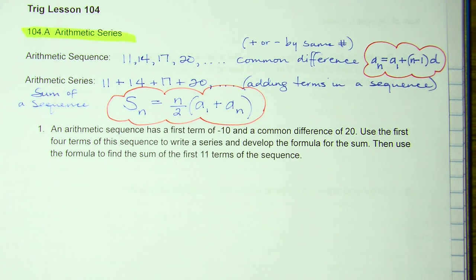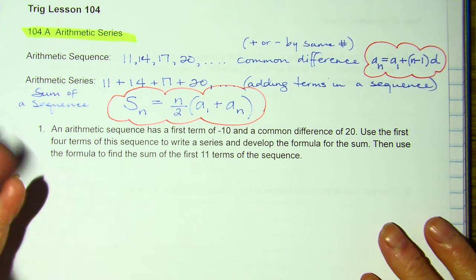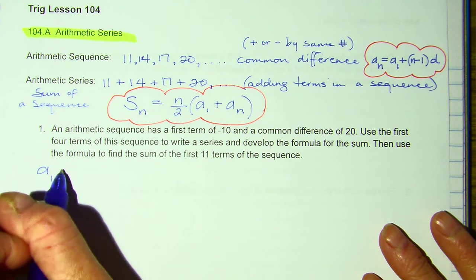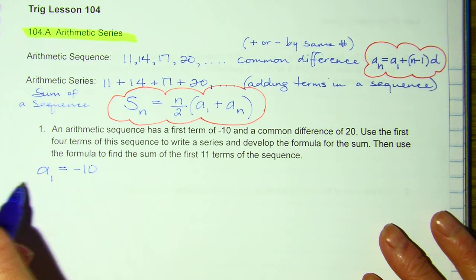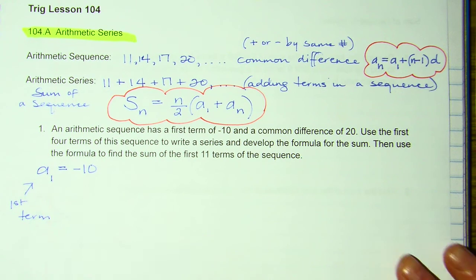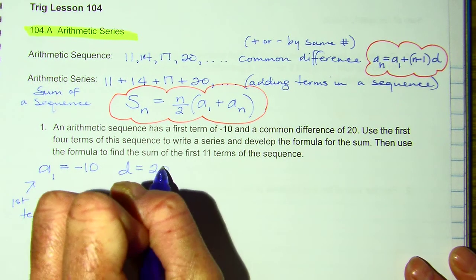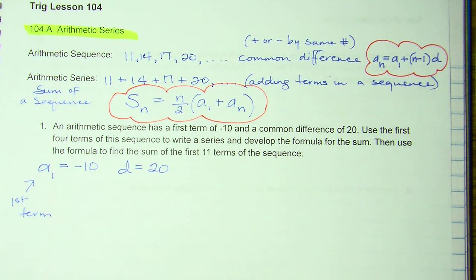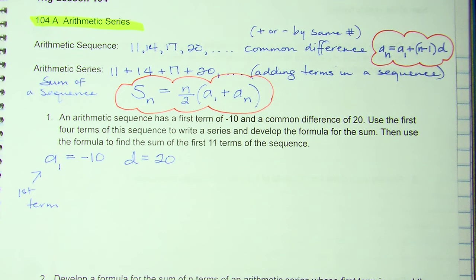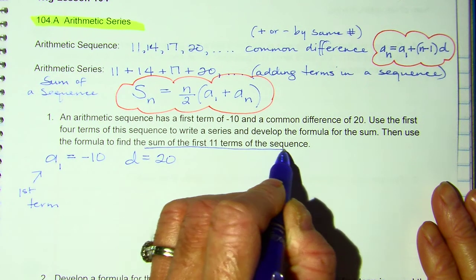So number 1, an arithmetic sequence has a first term of -10 and a common difference of 20. So far, I know that A1, or first term, is -10. They've also told me that my common difference is 20. Use the first 4 terms of this sequence to write a series and develop the formula for the sum. Then use the formula to find the sum of the first 11 terms.